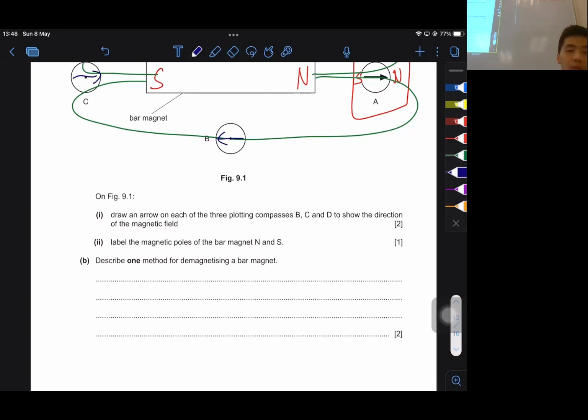What's the third one, involving current? How do you use current to demagnetize a magnet? Use a current that goes opposite. Yes, it's called an alternating current. The alternating current that keeps feeding back and forth to the magnet will eventually demagnetize it, right? So you can write either one. For me, I'll definitely write hammering it. For the alternating current one, you want to wrap the coil.